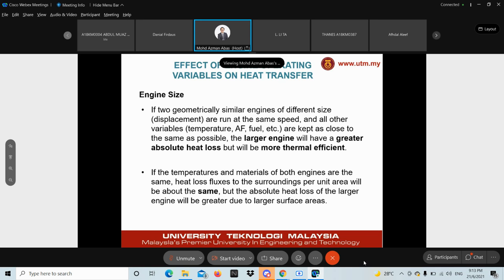If the temperature and materials of both engines are the same, heat loss fluxes to the surroundings per unit area will be roughly about the same. But the absolute heat loss of the larger engine will be greater due to the fact that the components have larger surface areas.